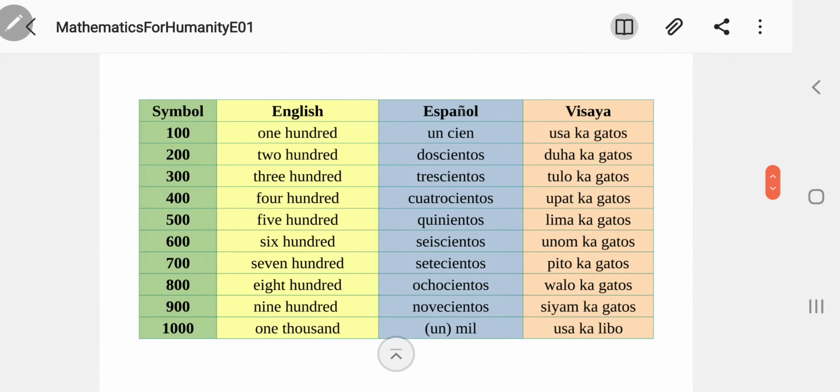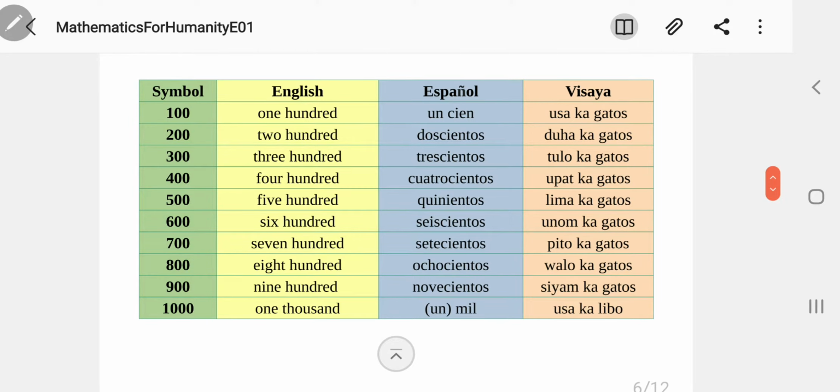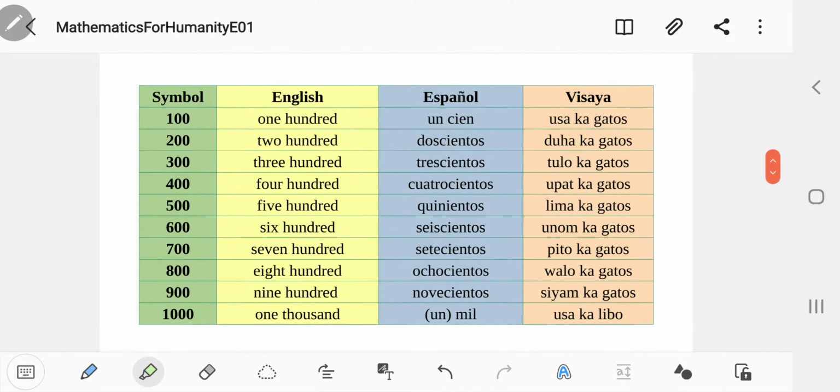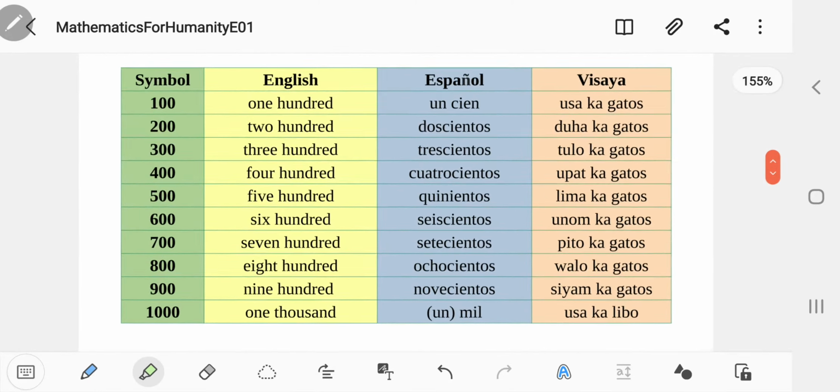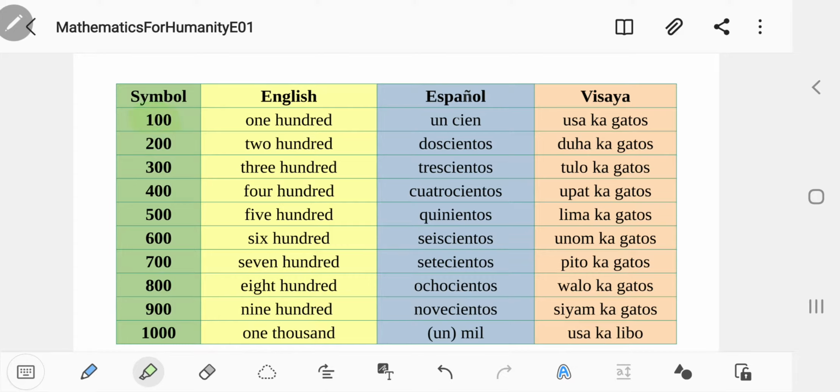Then we have numbers in hundreds. So this one represents 100. In Bisaya, that's usa ka gatos. This is 200. In Espanol, 200. Sa Bisaya, duha ka gatos. Then you have here 300. In Espanol, 300. Sa Bisaya, tulo ka gatos.